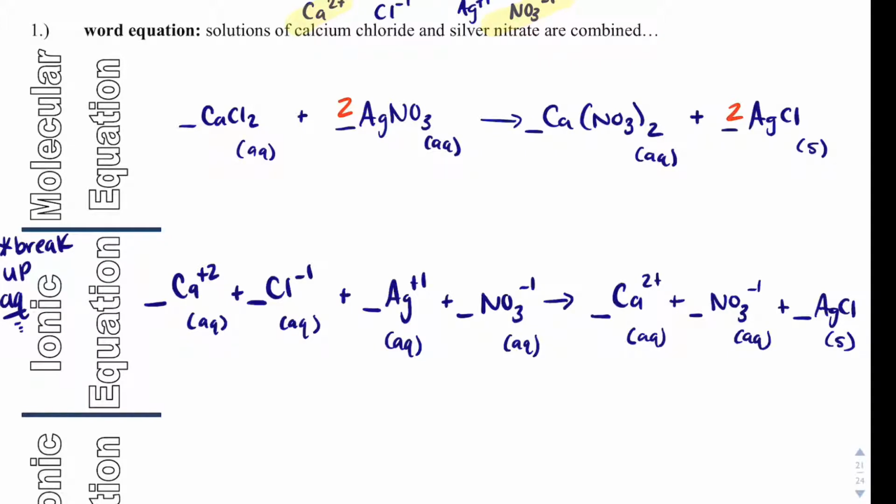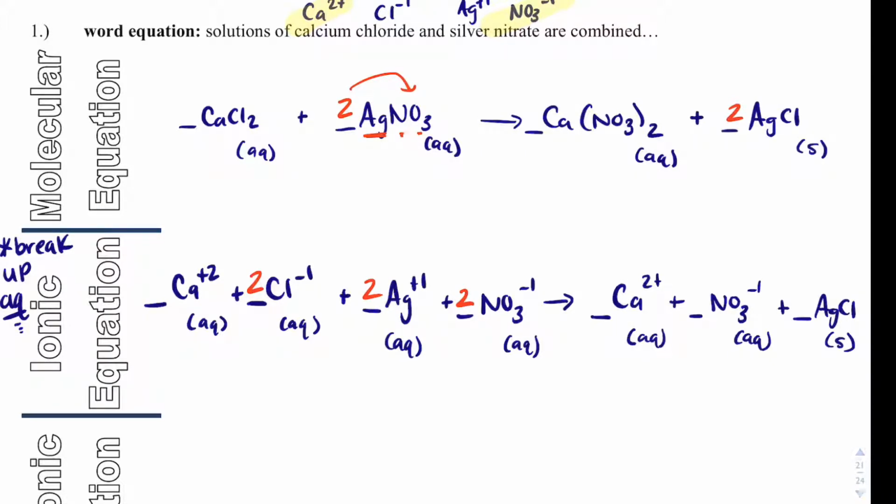Now I need to make sure I have the correct number, and there's a lot of ways to do this. One way is to say, okay, I had one calcium above and I have one calcium below, so that looks good. I have two chlorides there, but only one there, so I need to add a 2. I had 2 silvers, so I need 2 there. And then I also had 2 nitrates because that coefficient carries. So that looks good. And I have 1 calcium down there, 2 nitrates, and then 2 silver chlorides. Okay, so that's the ionic equation.